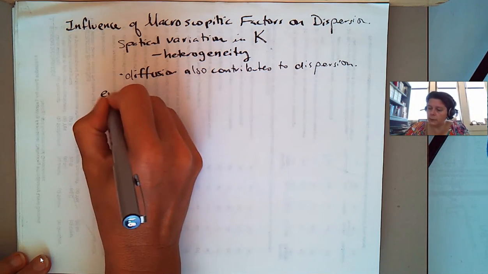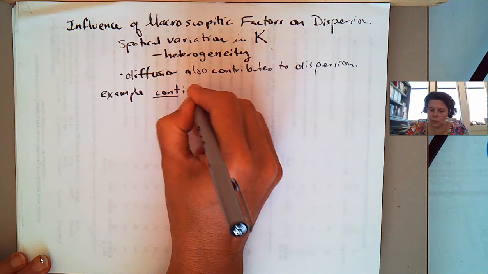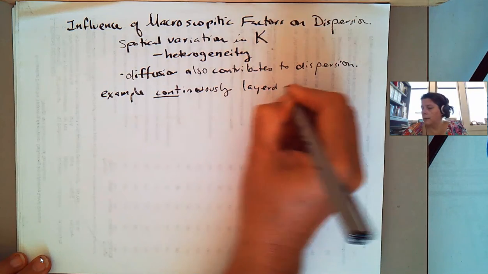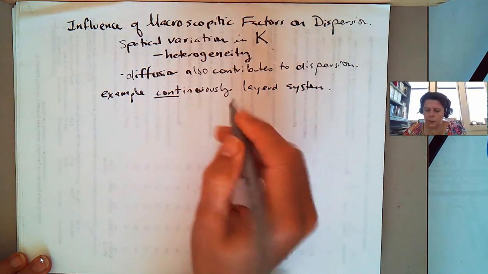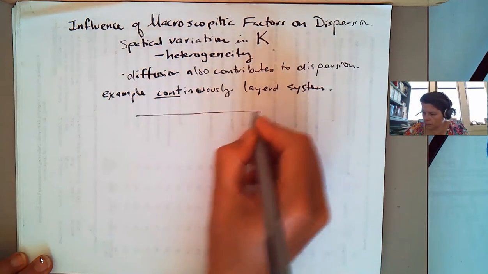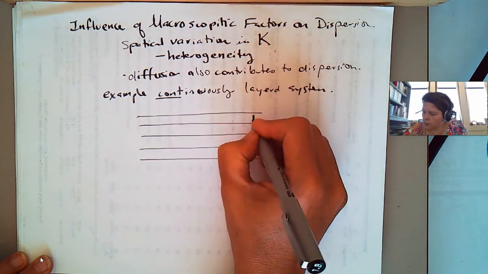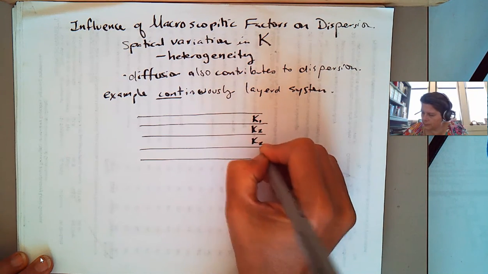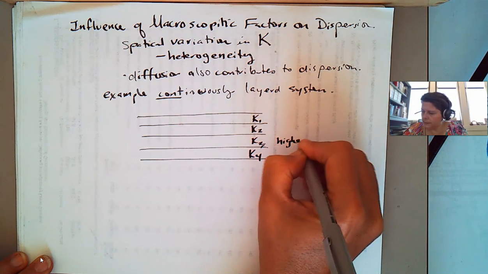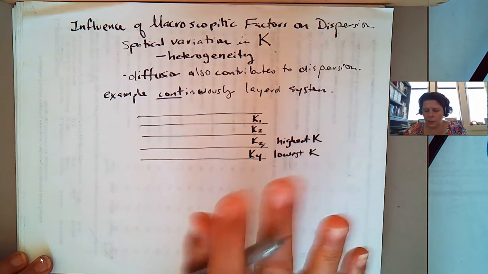So, an example here. So we'll do an example that would be a continuously layered system. Okay. So say you have a system where you've got layers in here. And each one of these has a specific conductivity. Say this layer here has the highest. And let's say this one down here has the lowest. And all of them vary somewhere in between.